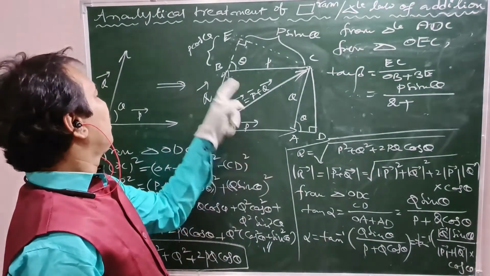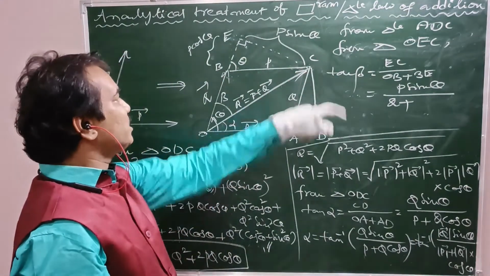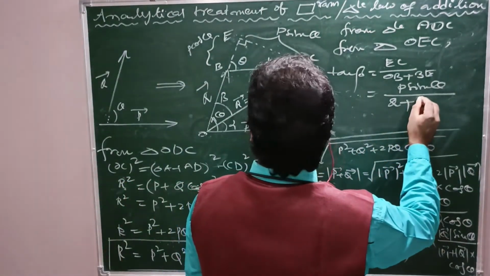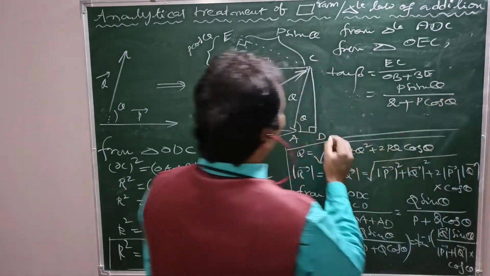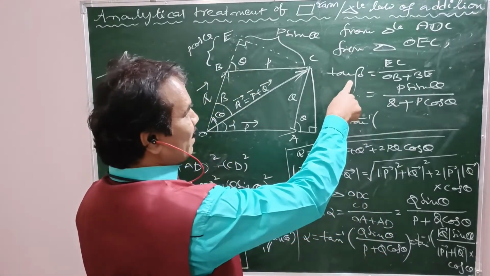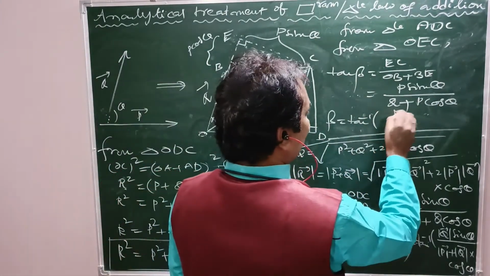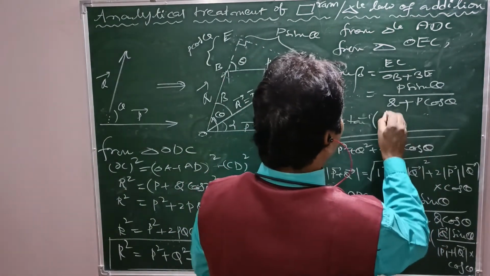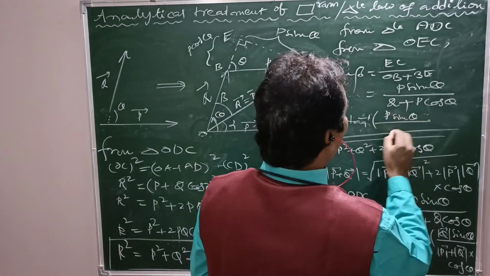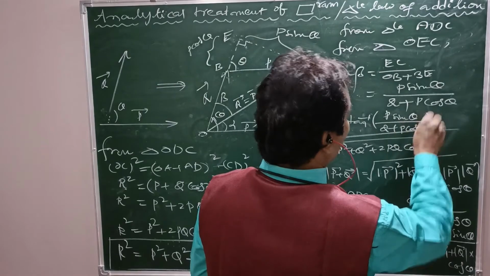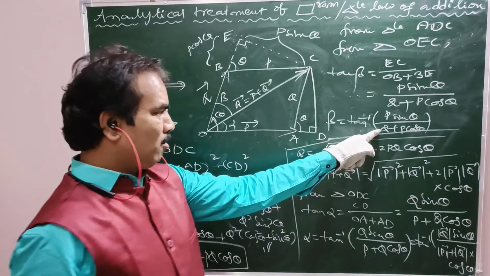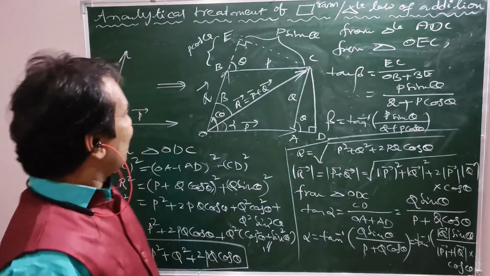OA bar means P bar. BC bar also P bar, but BC is P only. BE is P cos theta. BE, P cos theta. Beta, making it the subject, beta equal to tan inverse of P sin theta by Q plus P cos theta. Also can be written as tan inverse of mod P bar sin theta by mod Q bar plus mod P bar cos theta, like that.